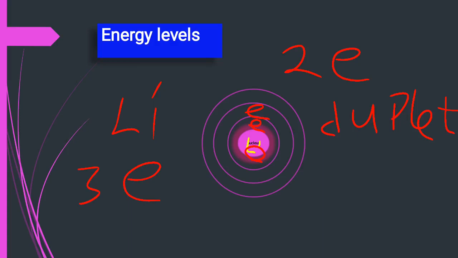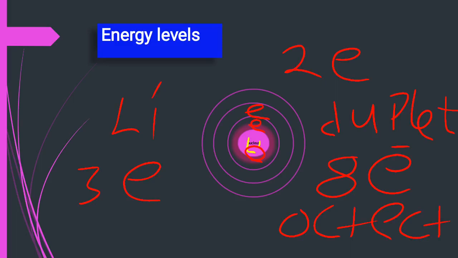The second energy level, the third energy level, and the fourth energy level can accommodate a maximum of only 8 electrons. And that state, we call the octet state. So the first energy level has only 2 electrons, which we call the duplet state, and then we have 8 electrons in what we call the octet state. So that is for lithium.